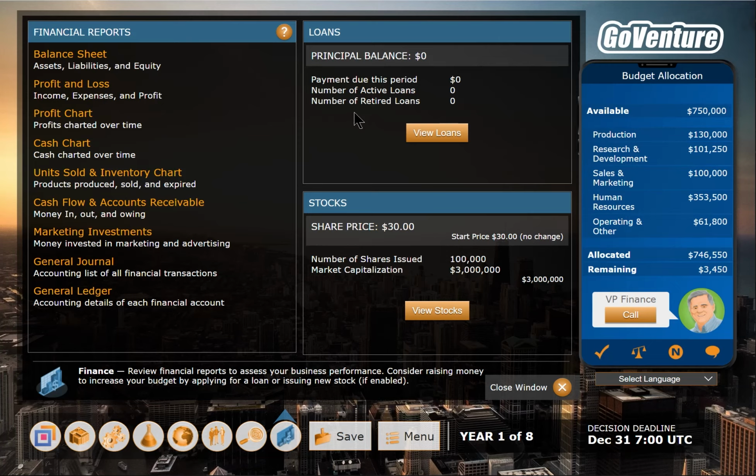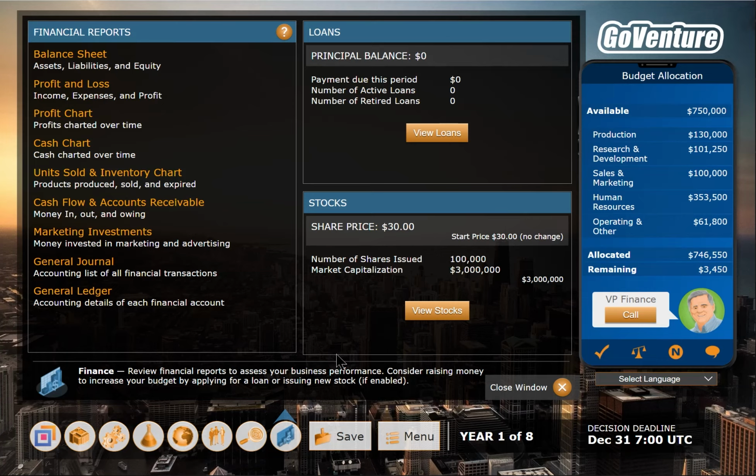In your simulation, you may or may not have the option of loans and stocks. Loans allow you to borrow money, which increases your budget, so you can be more aggressive in your business than your budget might have allowed. Stocks allow you to raise money by selling shares or equity in your business, also raising money to be more aggressive with your budget. So these are two options that may or may not be available in your business.